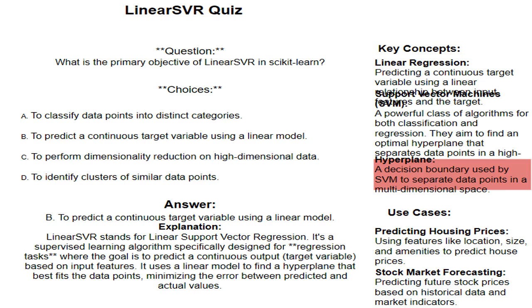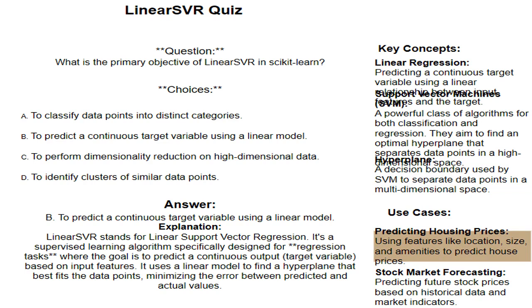Consider a 2D space with data points representing two types of animals, for example cats and dogs, based on their weight and height. The SVM finds a line, the hyperplane, that best separates the cats from the dogs. New animals can then be classified as cats or dogs based on their location relative to this line.